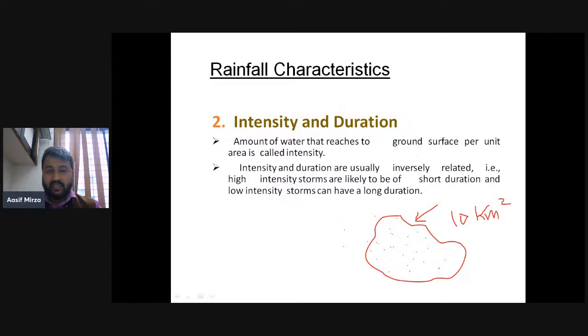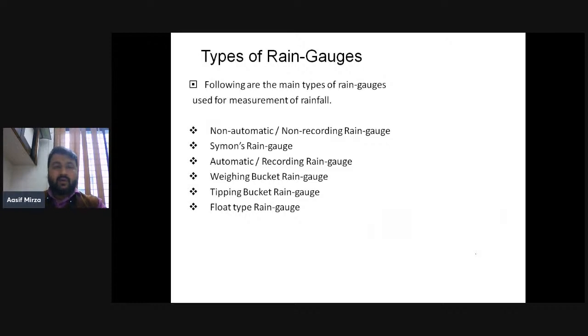Intensity and duration are usually inversely related: high intensity storms are likely to be of short duration, and low intensity storms can have a long duration. So you can see here, if the intensity is high, the rainfall has a very short duration. If the intensity is very low, then the duration may be long. So sometimes they are inversely related to each other.